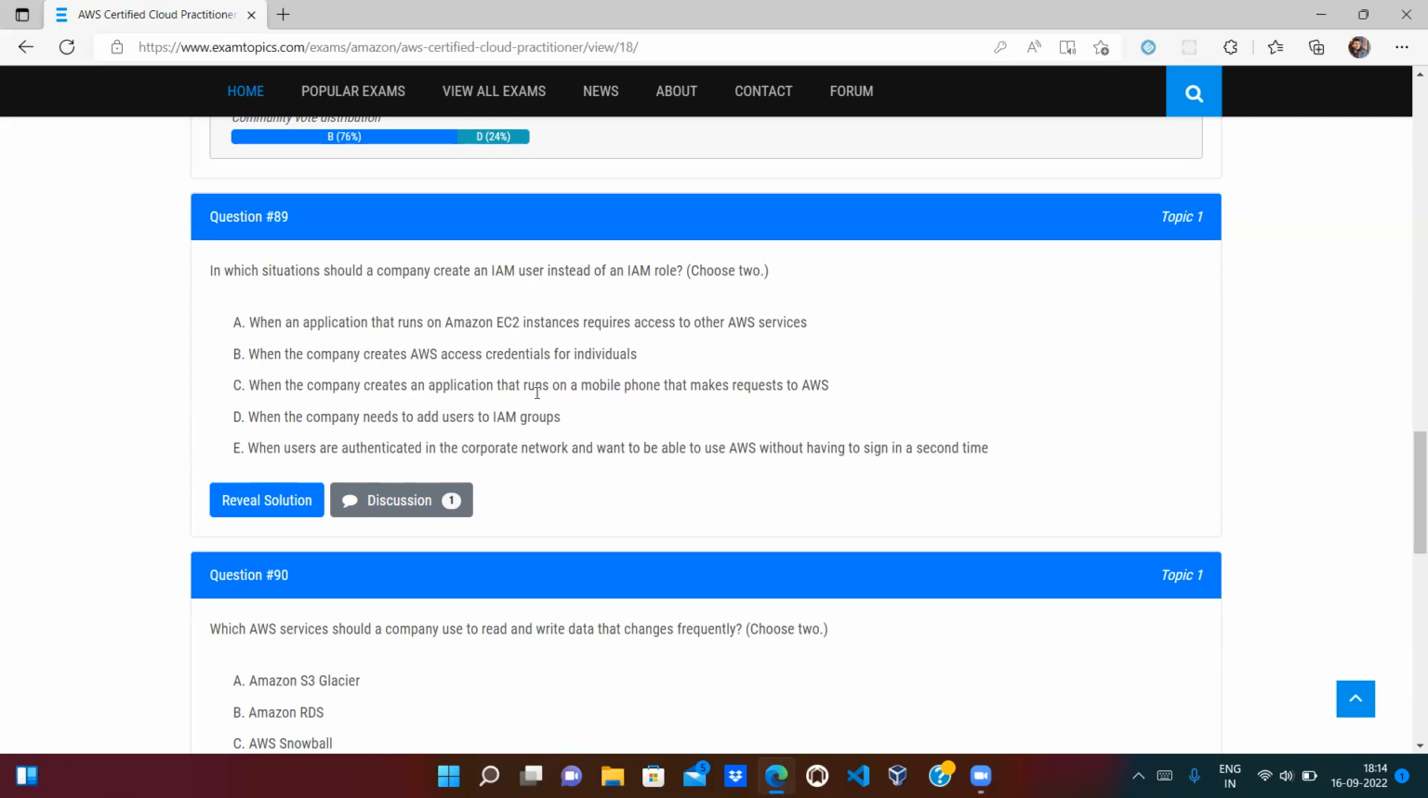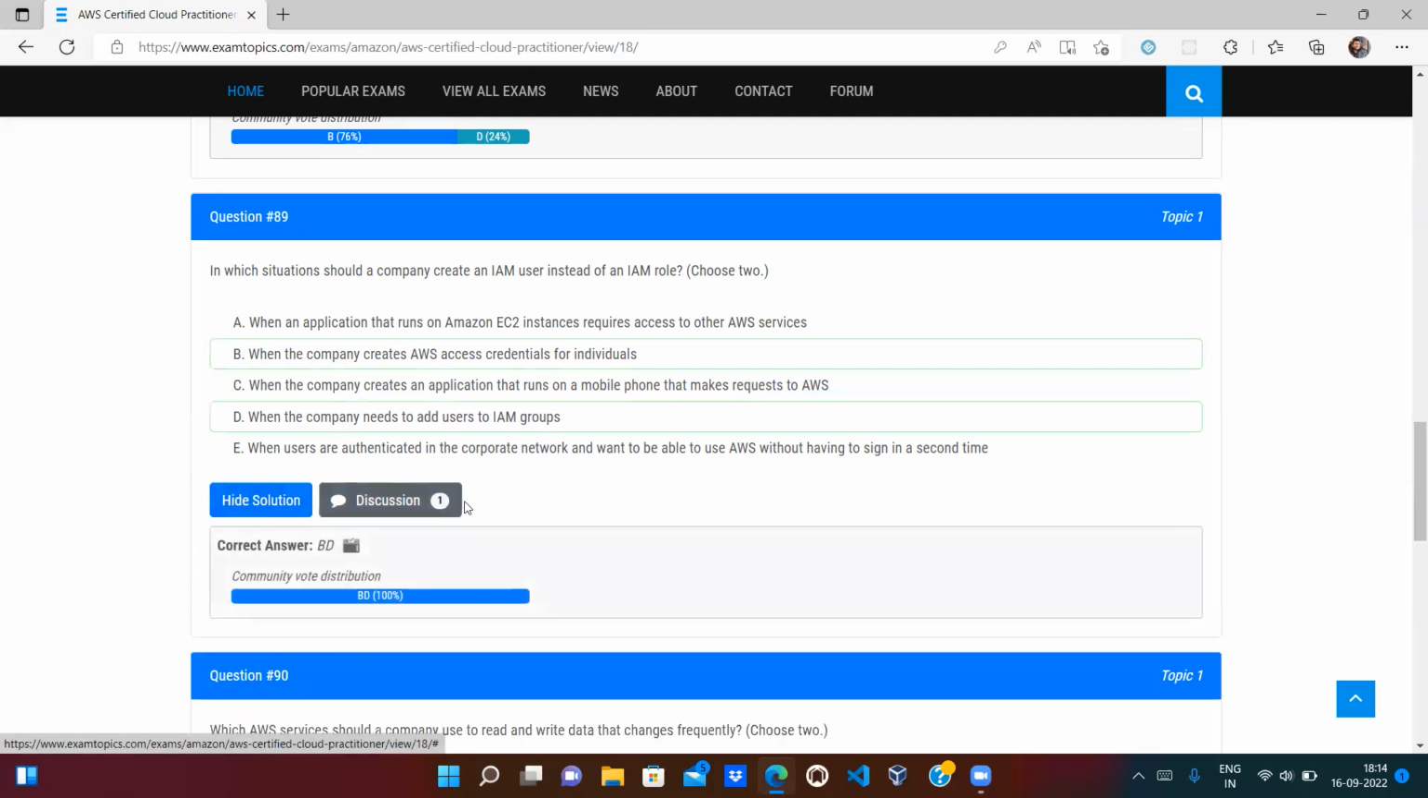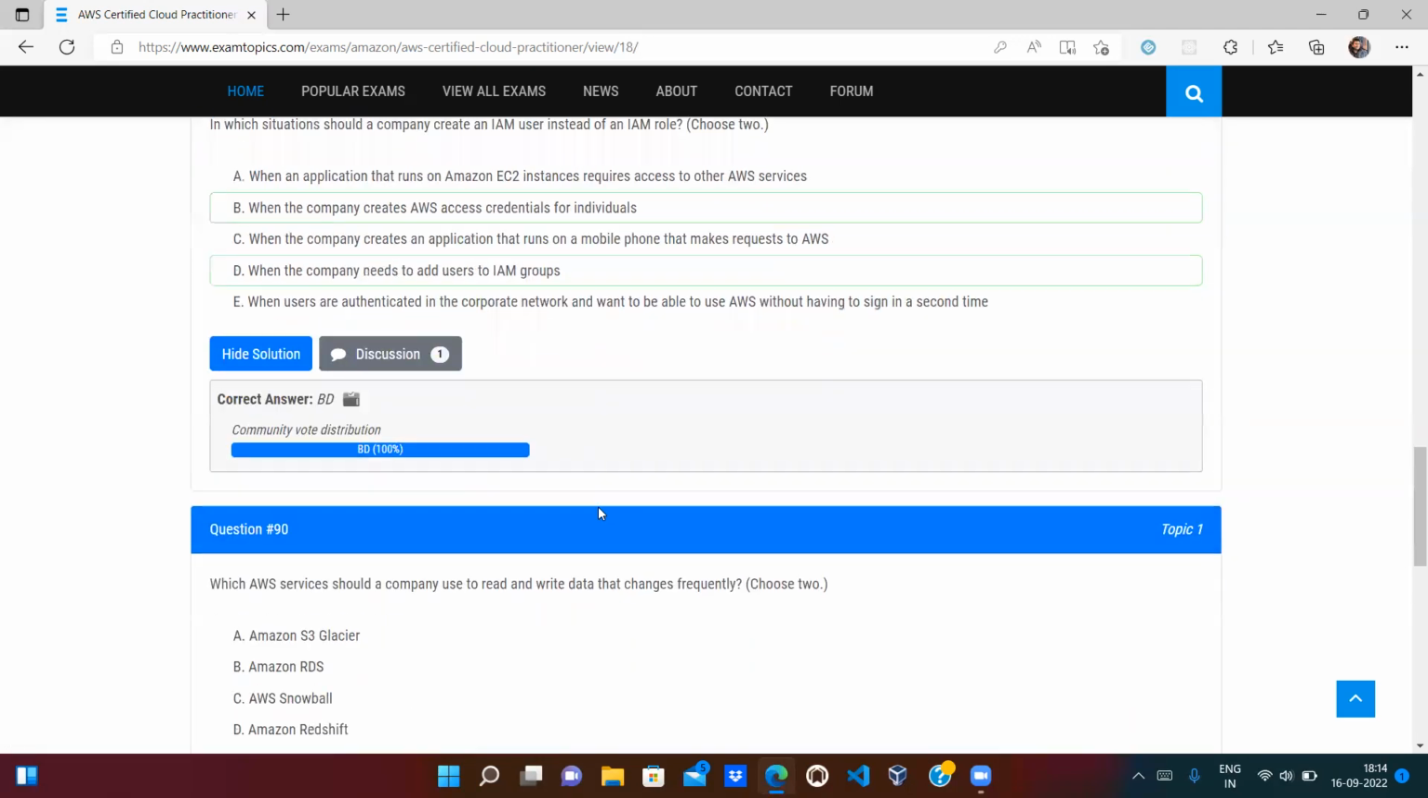When the company creates an application that runs on a mobile service, no. When the company needs to add a user to the AWS group, you should first create the IAM user. So D looks correct. When users authenticated in the corporate network want to be able to use AWS without having to sign in a second time, no, wrong. So B and D look correct.